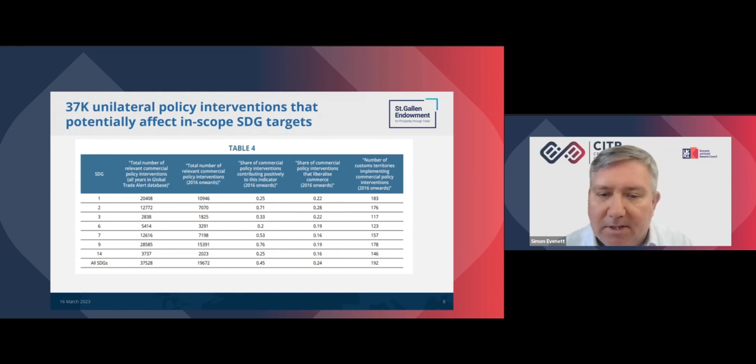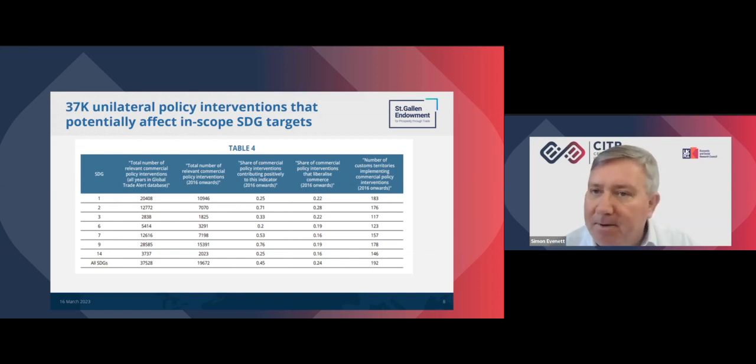Now, when you look at the other end of the spectrum, SDG 2 and SDG 9, you can see that over 70% of policy interventions, commercial policy interventions in those cases, have contributed positively towards these SDG indicators. So there's quite a significant difference across SDG indicators or SDGs in how often commercial policy is contributing positively.